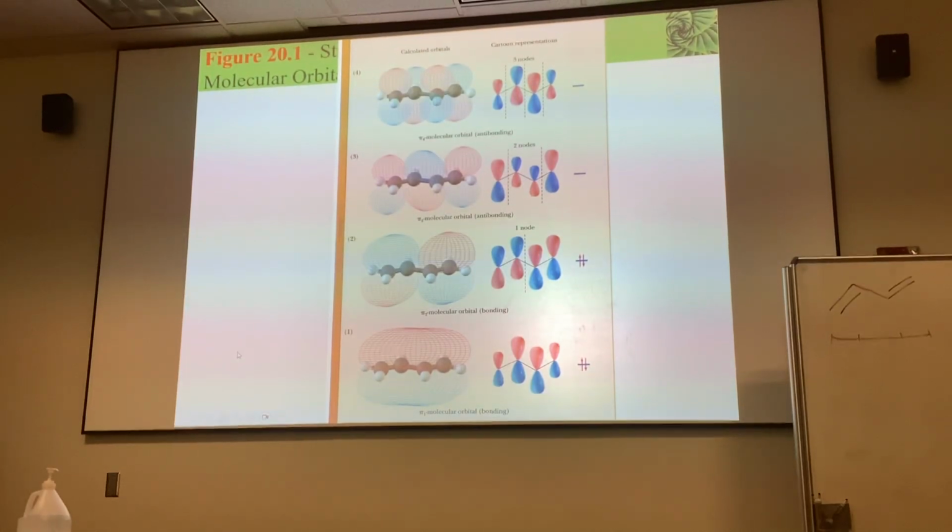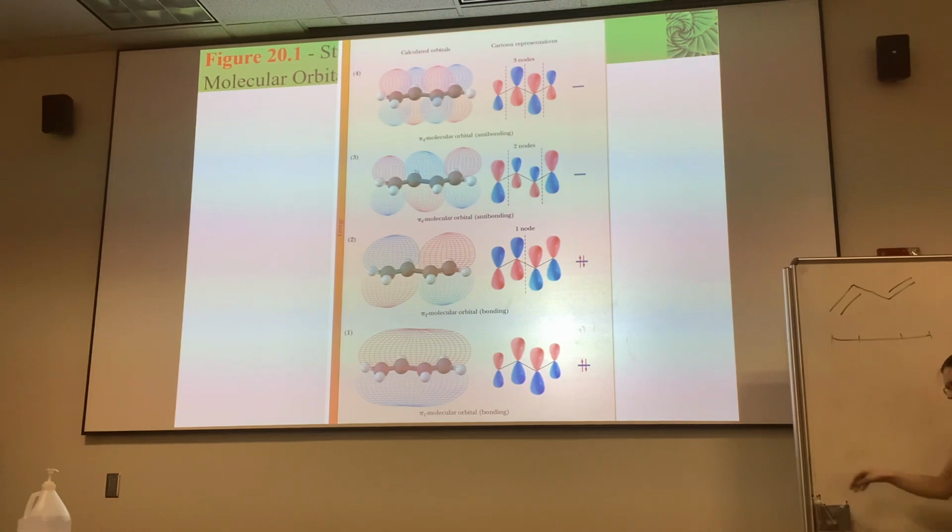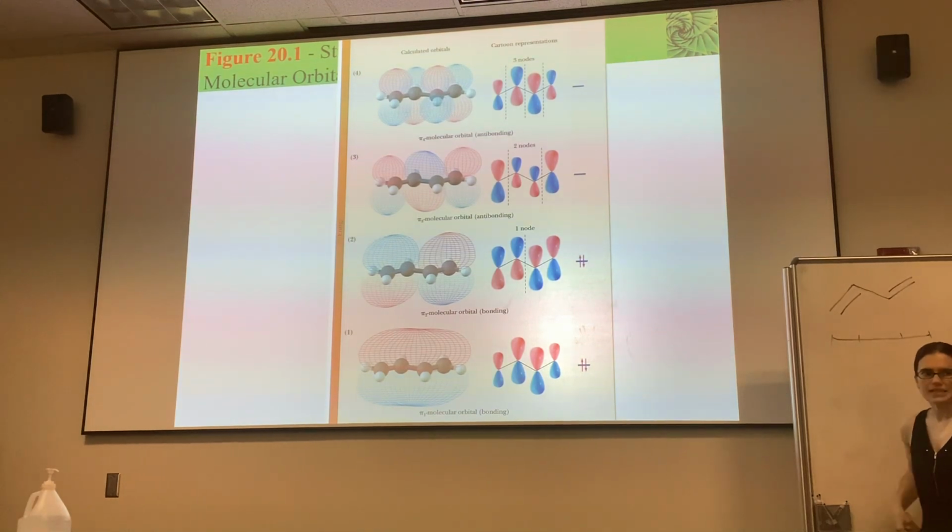Trying not to expand where your book doesn't. Okay, so basically we've got a bunch of p orbitals and we can orient them up or down. And these are all the possible ways to orient them if we've got 1,3-butadiene, so we've got 4 p orbitals.